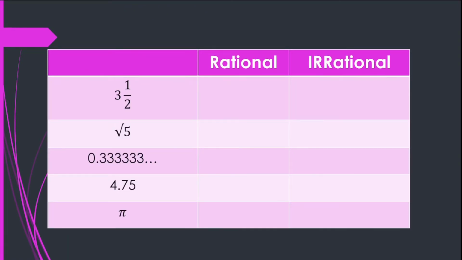Let's look at the first one, 3 1/2. Now it's a mixed number. It's not a fraction, but I have the ability to rewrite it as a fraction, as an improper fraction. Therefore, it is rational. The square root of 5, that's not a perfect root. Therefore, it is irrational.